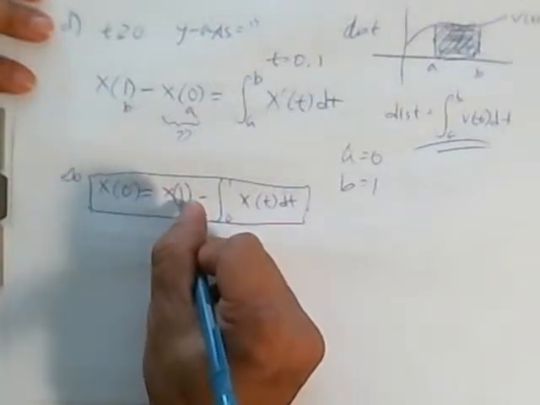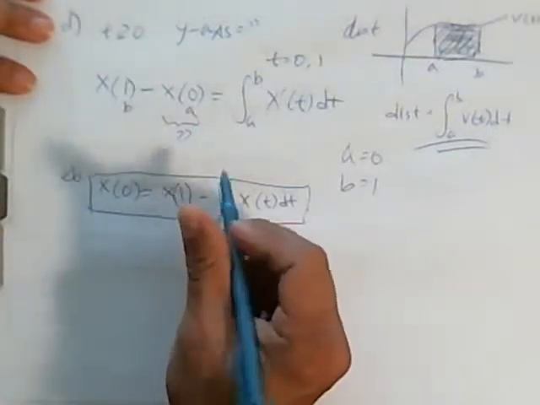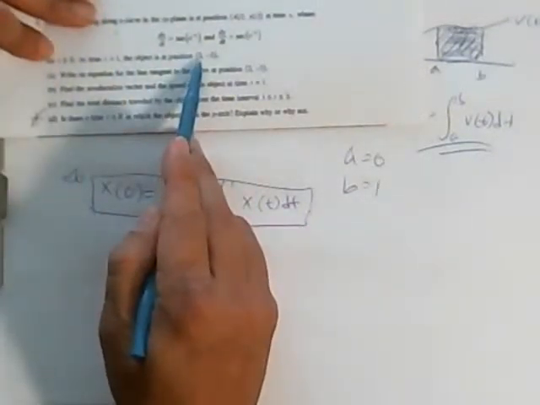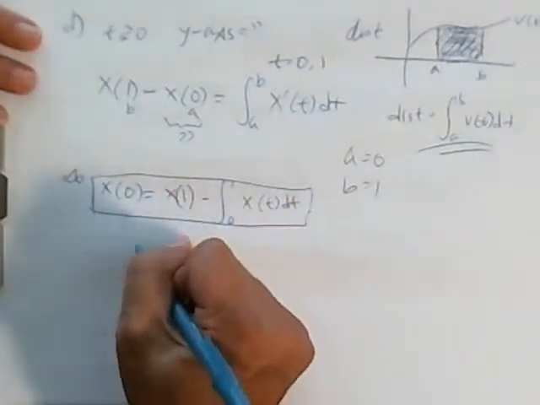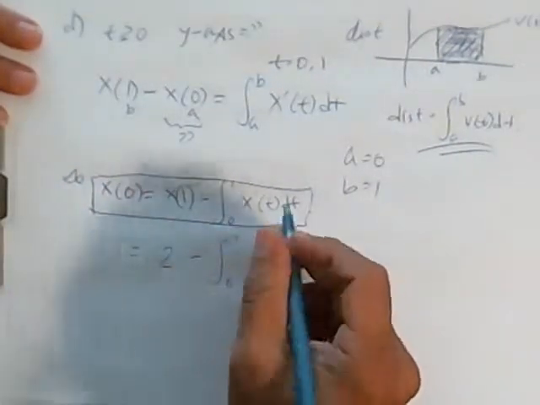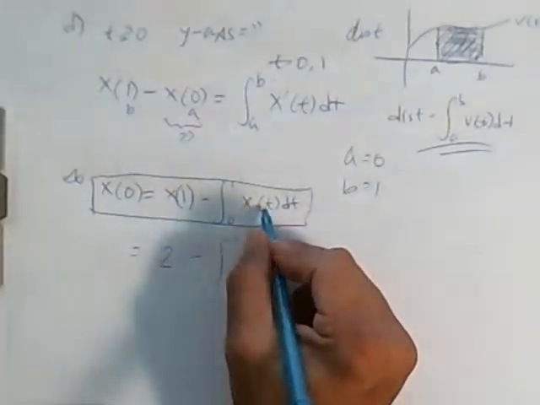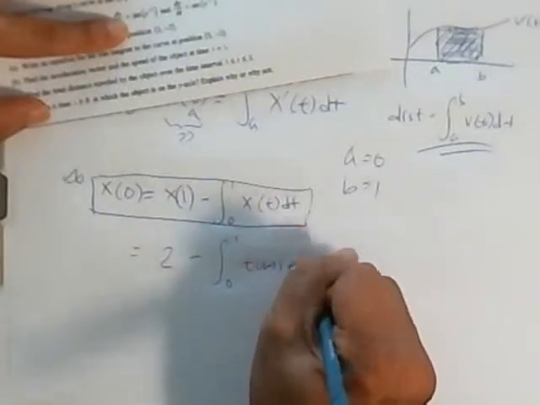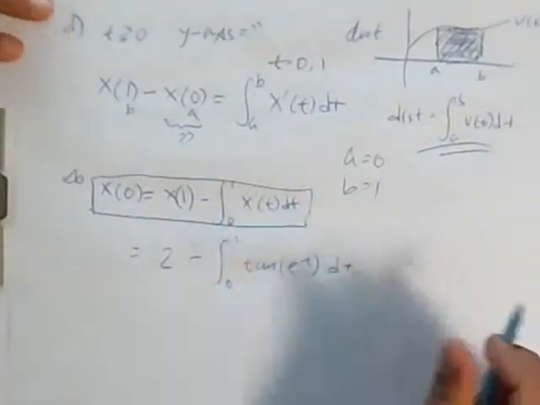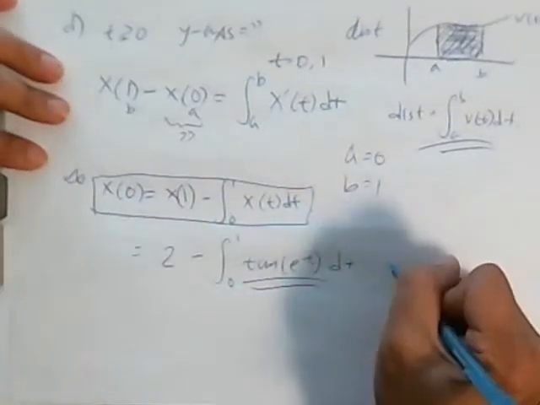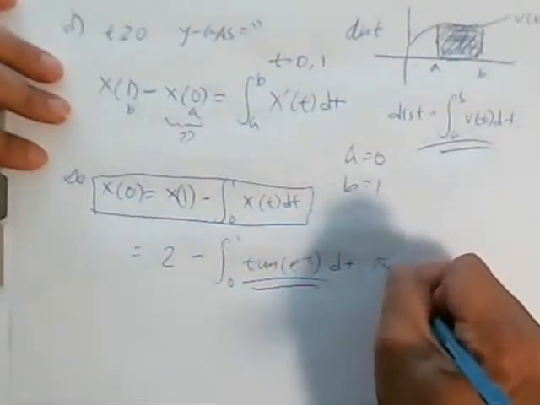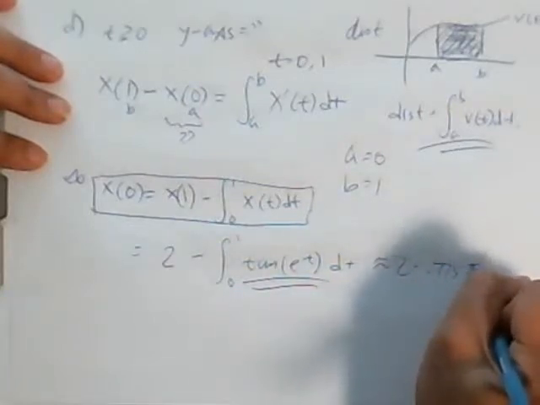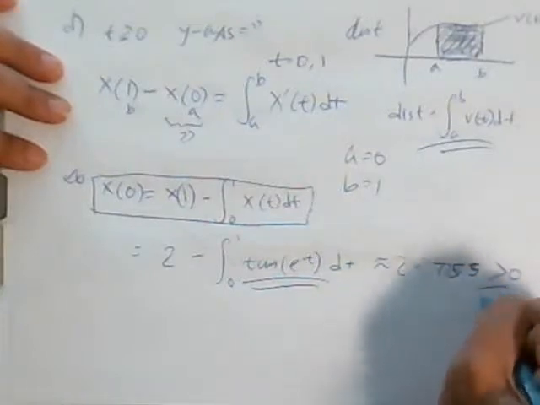At x sub 1, which is at time t equals 1, they actually give it to you, the information at time t equals 1, the position of the object in the x coordinate is 2. So that becomes 2 minus the integral from 0 to 1 of x prime of t. x prime of t would be tangent of e to the minus t dt. And we're going to evaluate this using a calculator, and that's going to be approximately 2 minus 0.77555, which is greater than 0.